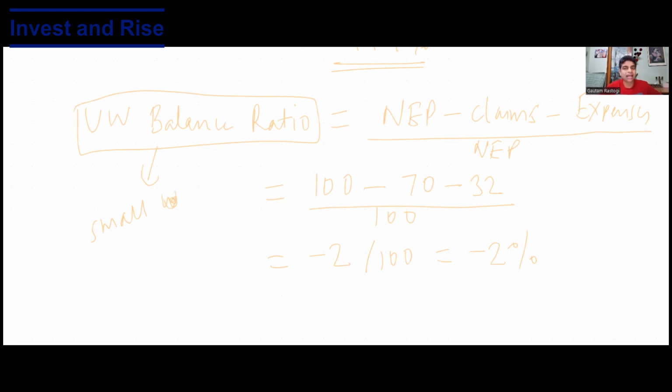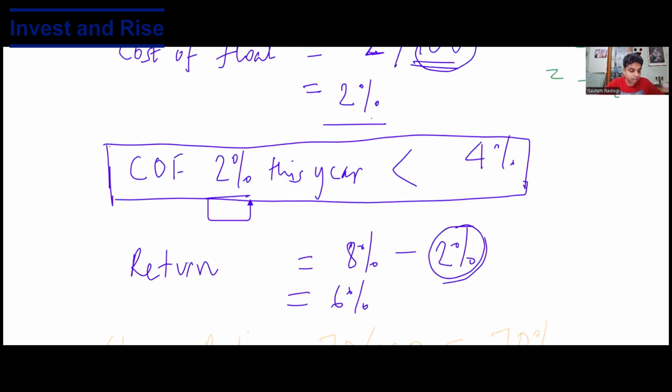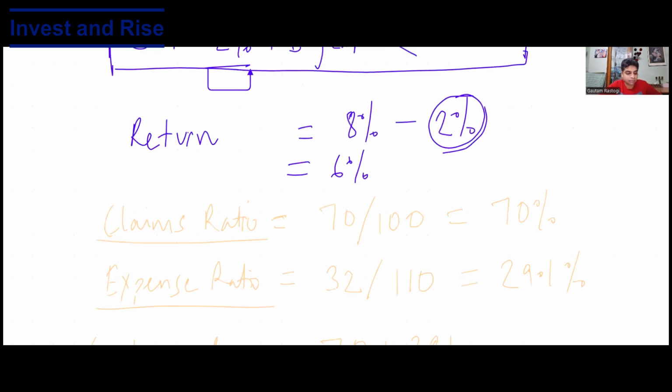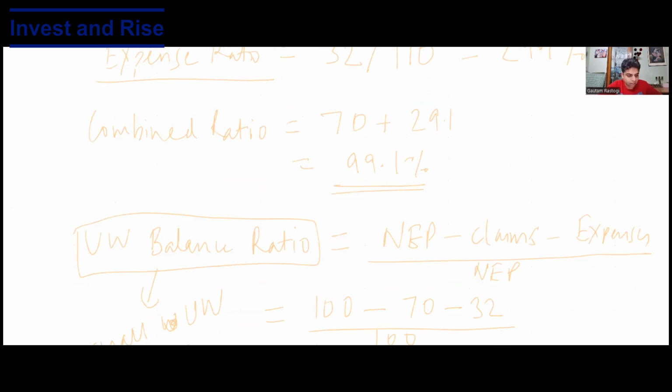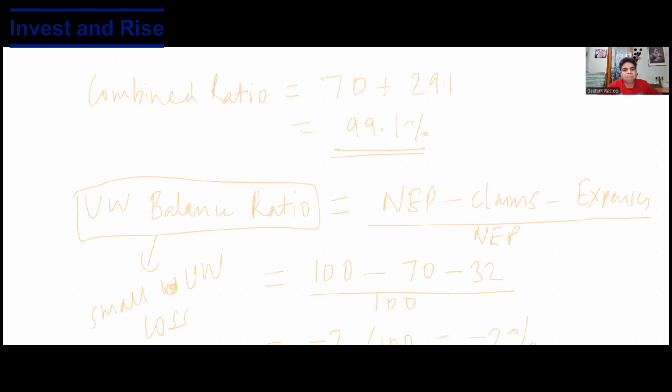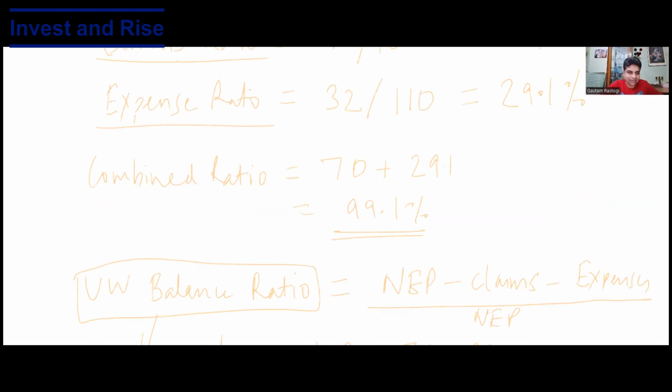loss. And as I said, if you're making small underwriting losses, that's fine, so long as the cost of float is lower than the market rate of money. The reason I wanted to focus on this is that, although the insurer made a small underwriting loss, it still has a combined ratio less than 100%.